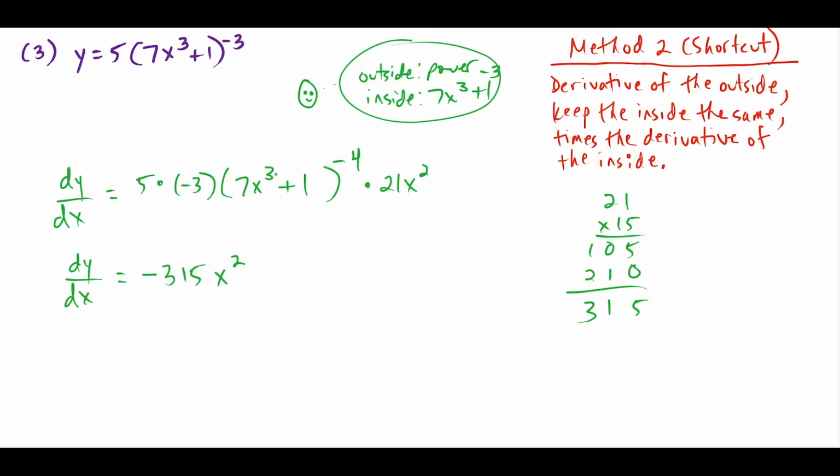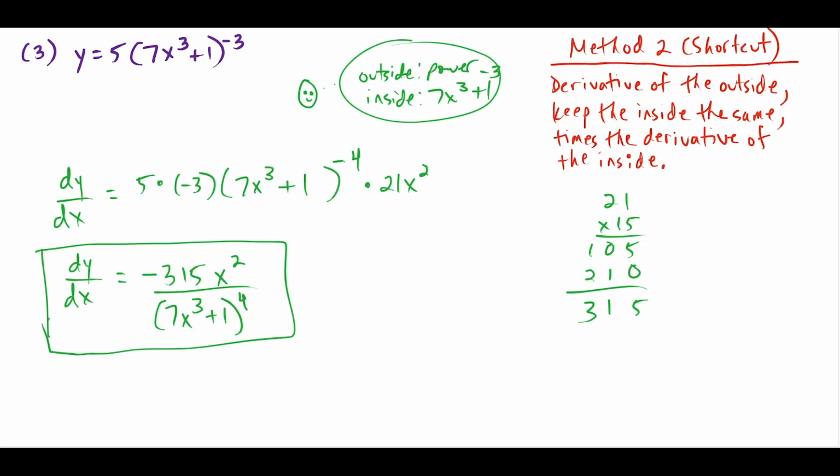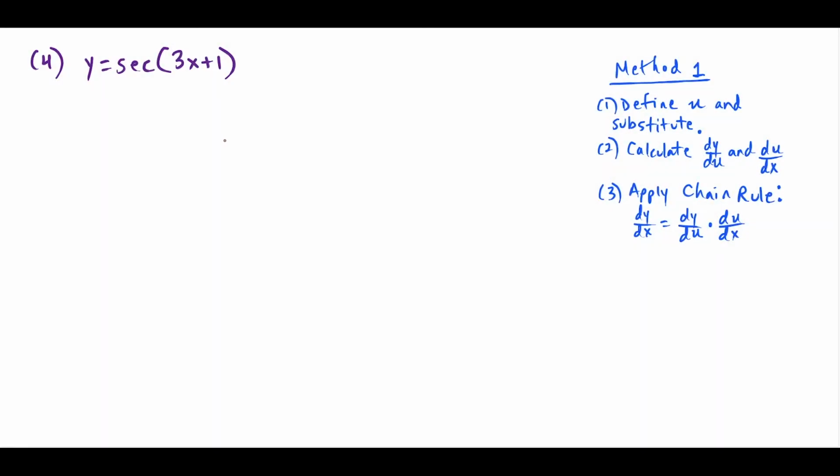And now the 7x to the third plus 1 to the negative 4. What we could do with that is send it down as 7x to the third plus 1 to the positive fourth power. So here is our solution to the third question. Now, sometimes when you try to use the shortcut, you could be unsure. That's why going back to method 1 is very reliable.